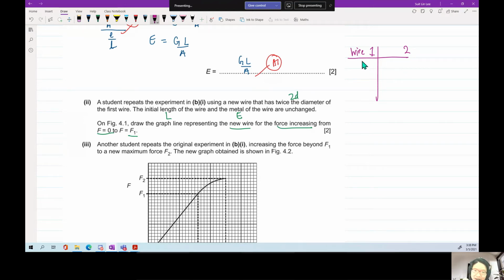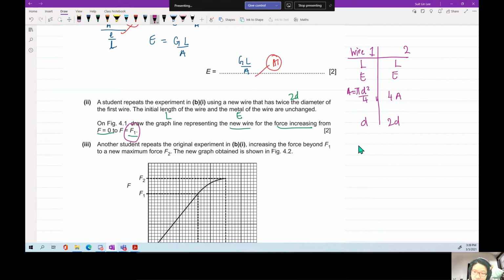So wire 1, the length is L. Wire 2, the length is L. They have the same material, so you have the same Young modulus. We may or may not apply the same force, but we will apply the same force, so it doesn't matter. But the main thing that changes is area. So area is equal to pi d square over 4, right? So right now, the diameter is d and 2d. So 2d square means 4 times the area. So this area will be A and 4A.